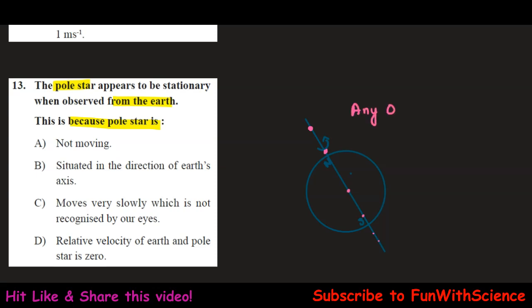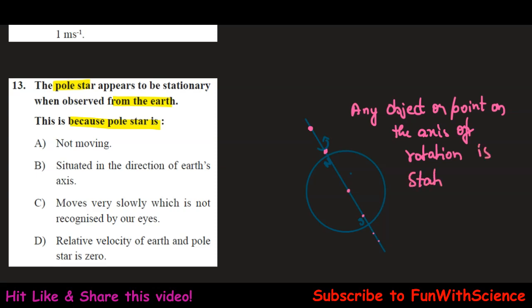I can write it: any object or point on the axis of rotation is stationary or appears to be stationary. Suppose I place any point somewhere here on the earth, when the earth is rotating, this point will also rotate with the earth, or its position changes. But suppose I place a point anywhere on the axis of rotation, the point or any object remains stationary.